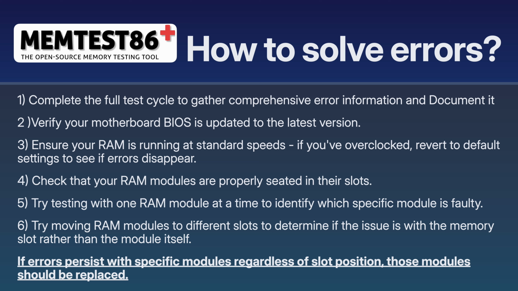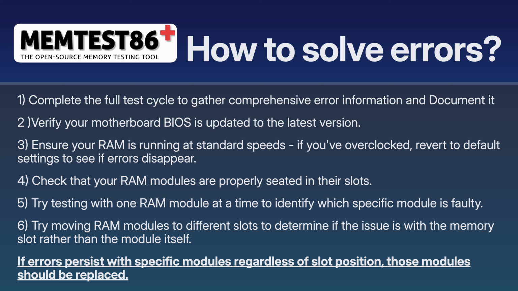If the BIOS update doesn't resolve the issue, check if your RAM is running at the right speeds or the standard speeds. That means if you have overclocked it, revert to default settings and see if the errors disappear. If this doesn't help, it's time to check the hardware. The first thing is to check if the RAM modules are correctly set in their slots.